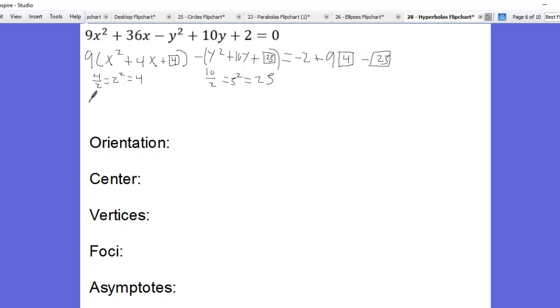So now I have 9 times factored out x plus 2 squared minus y, and that's going to be 5, so it's going to be minus y plus 5 squared is equal to negative 2 plus 9 times 4, so that's negative 2 plus 36. So it's going to be 34 minus 25. It's going to be 9. And then at this point, I divide each side by 9.